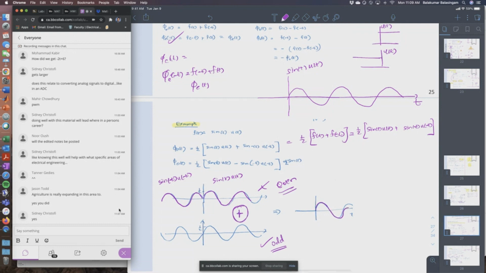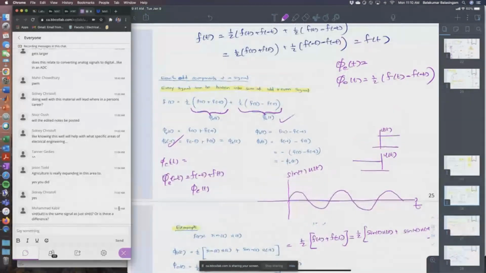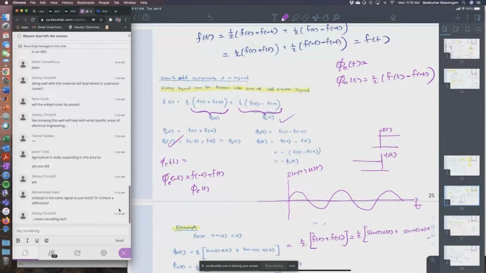When you add these together, our original sin(t)u(t) will come together. So what happens to the negative part? They cancel, because that is the reverse for each value of time. That's the negative part of the signal, so they will cancel. And another important part is, since it's the half, when you add them, that becomes 1. So that's a nice example to illustrate the even and odd parts of a signal.